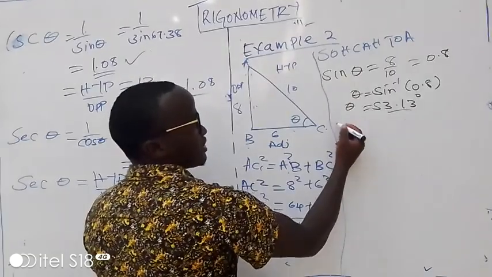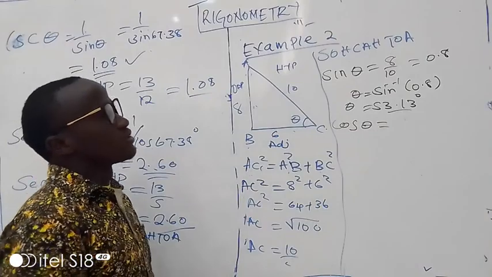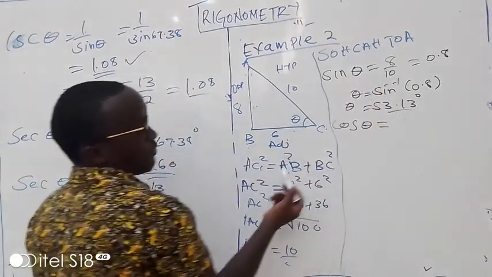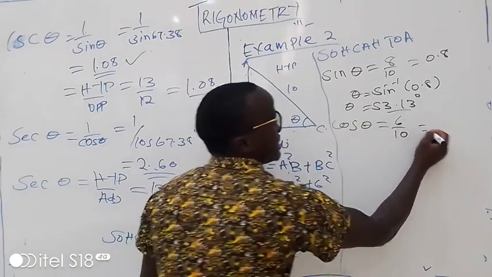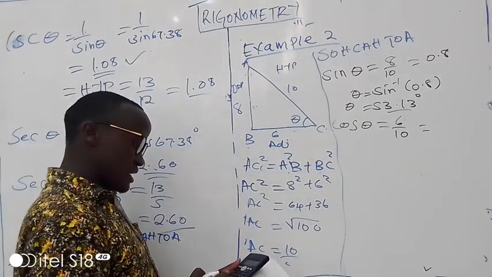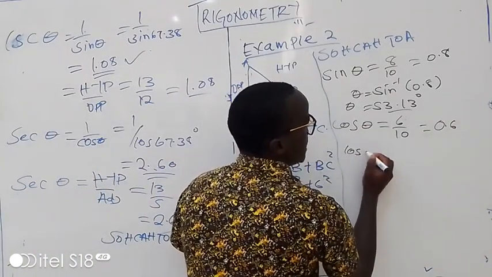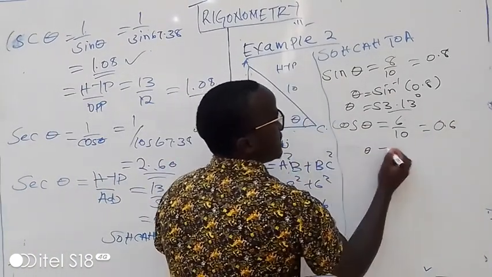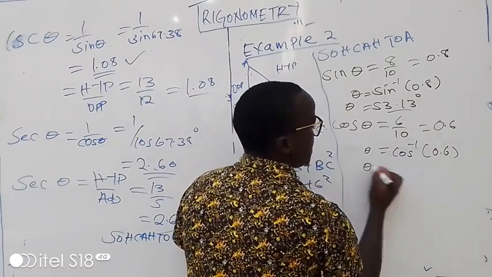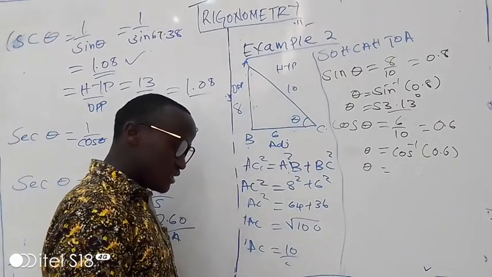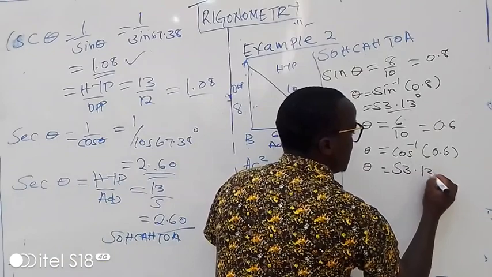Now we want to find cos theta. Cos theta in this case is adjacent over hypotenuse. It is 6 over 10, which is 6 divided by 10. It is 0.6. So our theta is equal to cos inverse of 0.6. So shift cos of the answer, it will be 53.13 degrees.